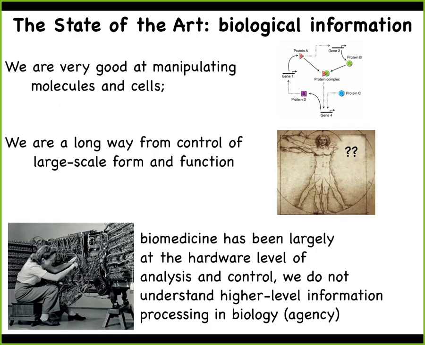So here's where we stand today. Biologists are very good at manipulating cells and molecules, and of course, information about those cells and molecules and pathways. So we have a really good handle on stuff like this. We're a very long way away from control of large-scale form and function. If you wanted to convert an axolotl to threefold symmetry instead of bilateral symmetry, what genes would you change? We have absolutely no idea how to do things like that.